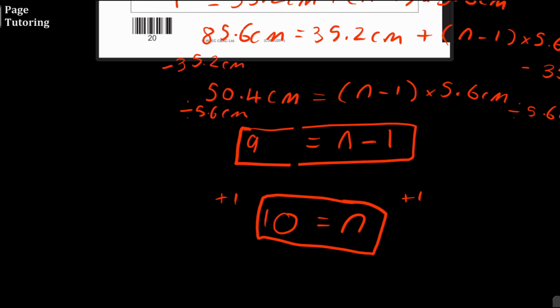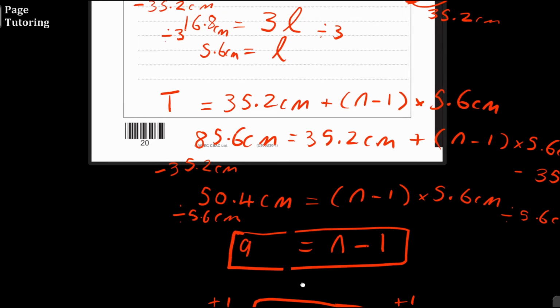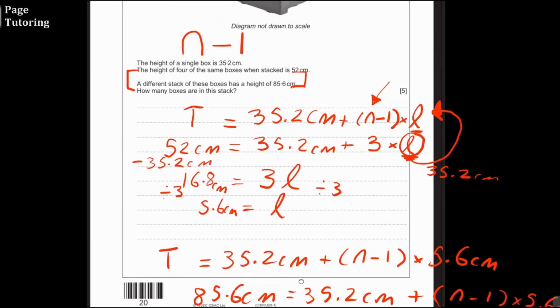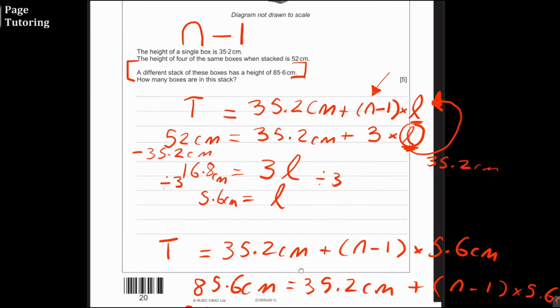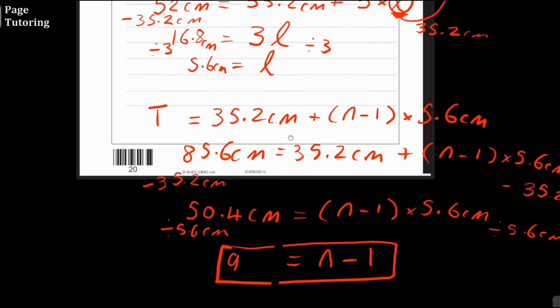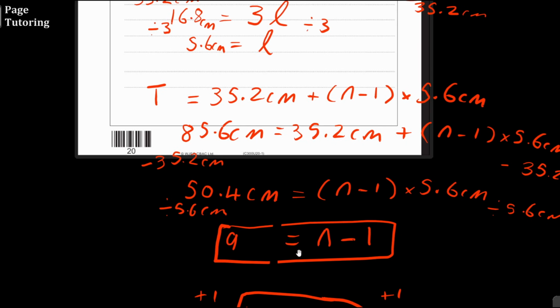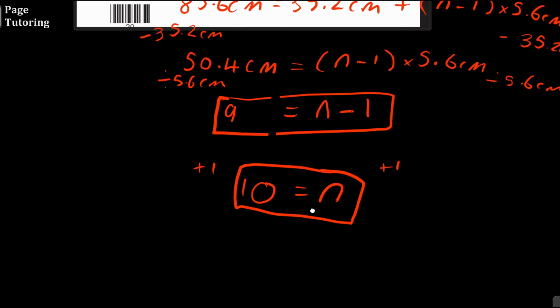So when you have a height of 85.6 centimeters, like it originally told us, we substituted into our equation and we found that n is equal to 10. You have 10 boxes stacked.